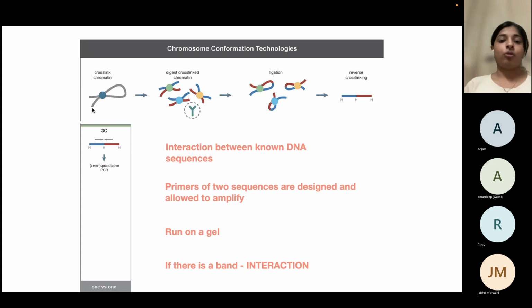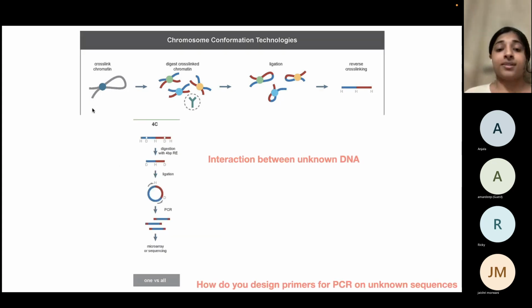There are more advanced techniques that have now come up to identify even unknown sequences, interaction between unknown sequences of DNA. So there is this technique known as 4C that is based on something known as inverted PCR. So again, there is interaction between two unknown DNA. Here you do not know, say, this blue sequence of DNA. You have a hypothesis to identify whatever interacts with this red region of DNA.